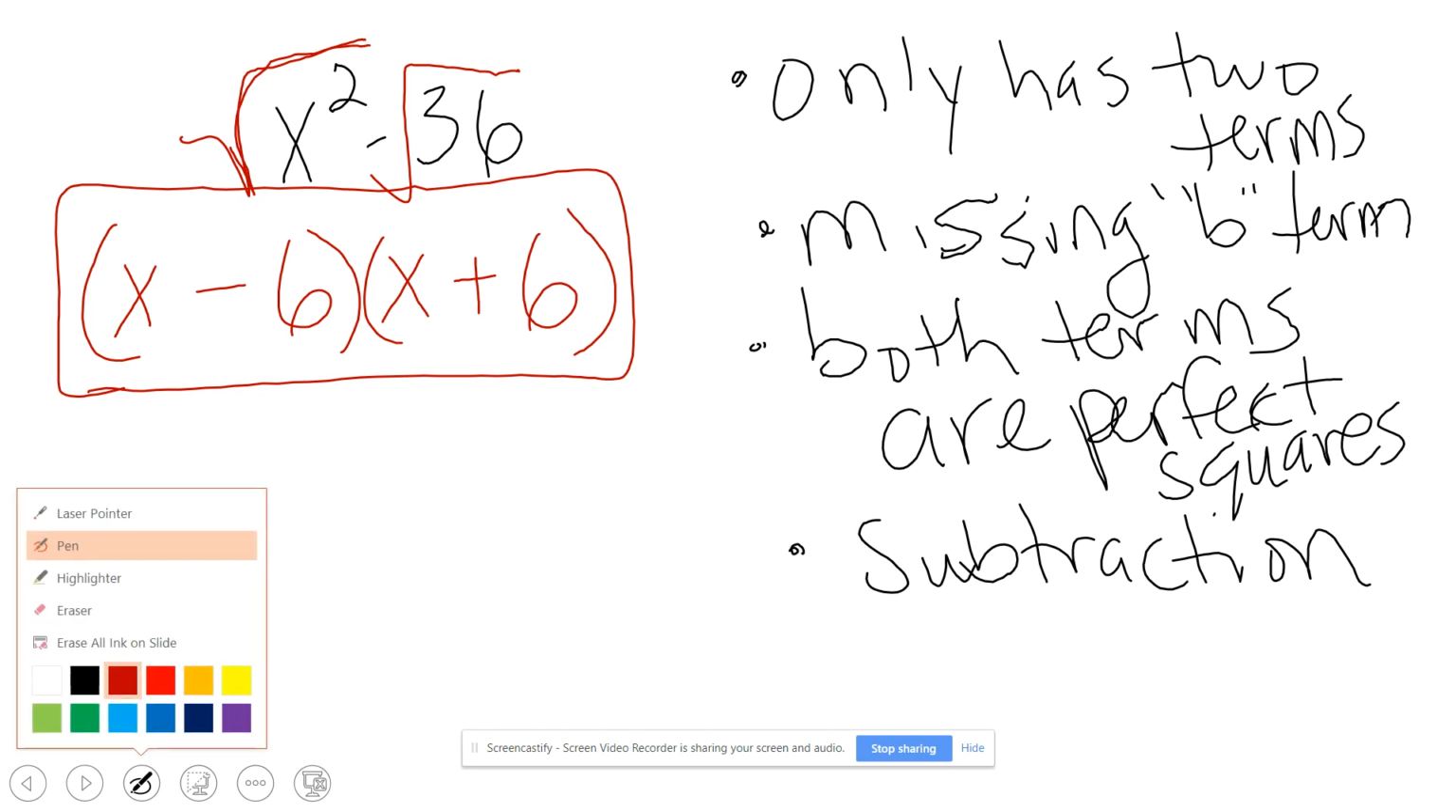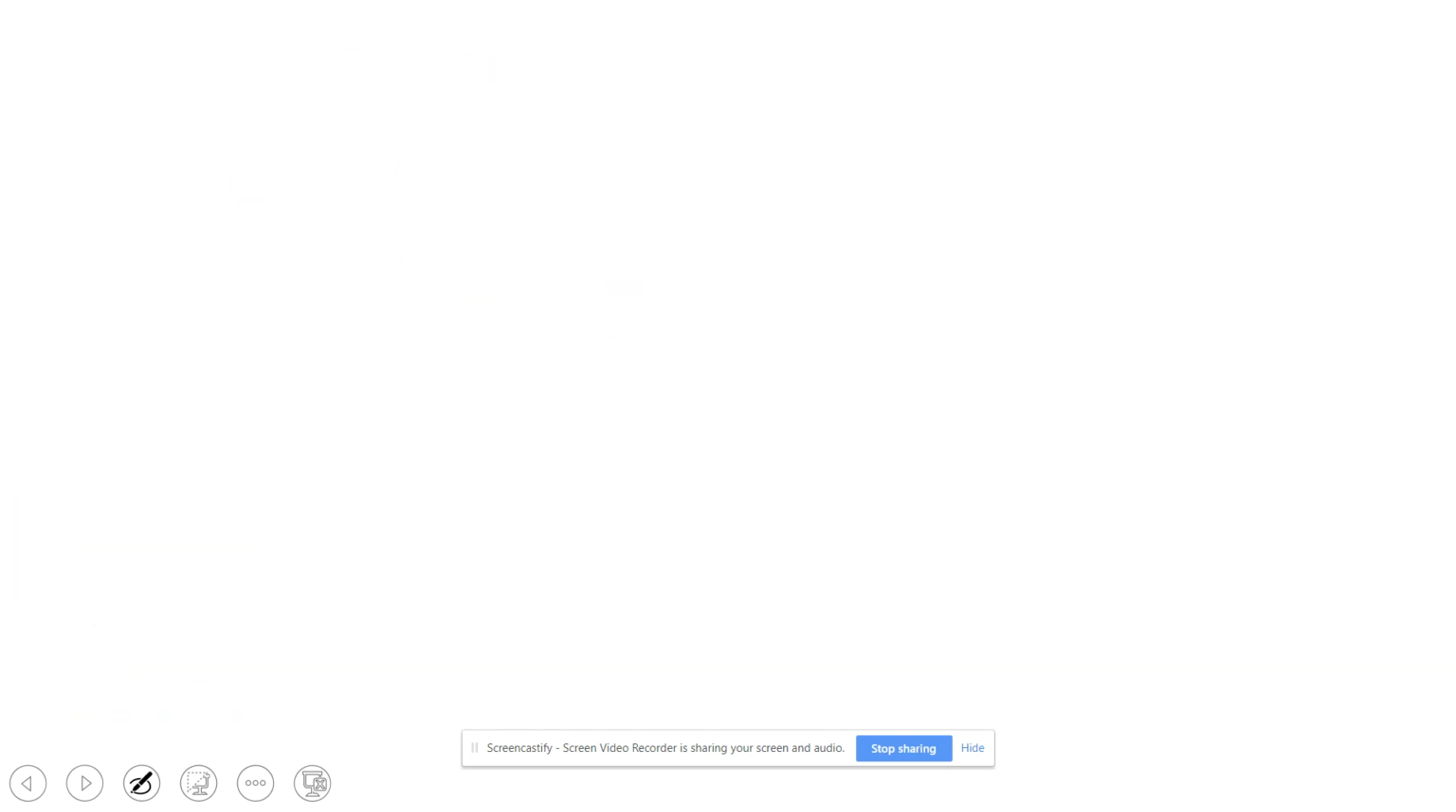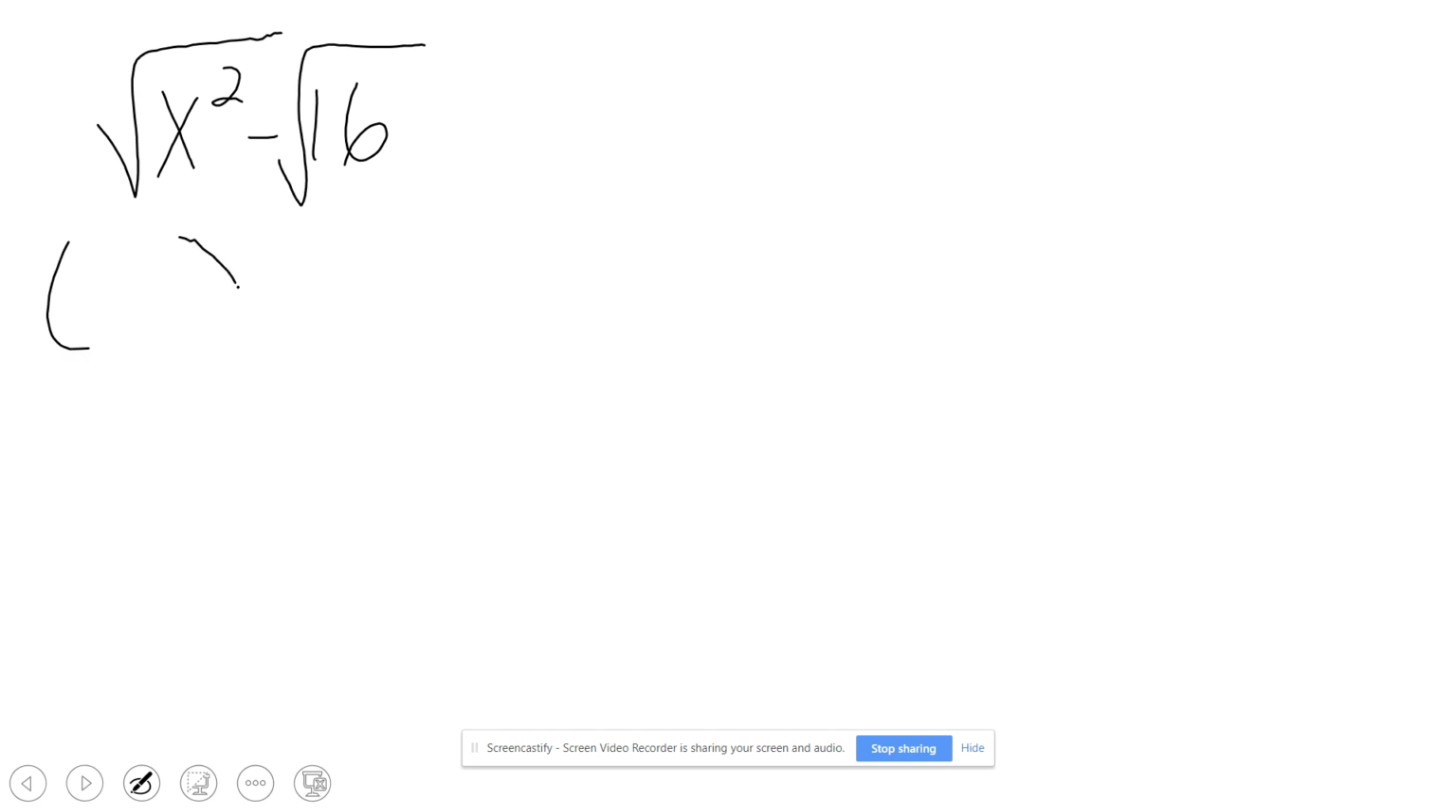So if I try the other examples, we have x squared minus 16. Perfect squares, subtraction, only two terms. So the square root of x squared is x. The square root of 16 is 4. One's plus, one's minus.